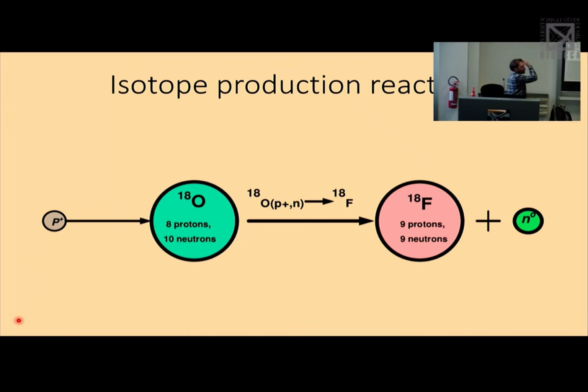This is the scheme of how it might work. You start with something that exists in nature, like oxygen. You bombard it with protons, which you accelerate with your cyclotrons. This is a nuclear reaction happening where a proton kicks out a neutron and substitutes it. You get fluorine 18 and the neutron. And fluorine 18 is unstable, and it will emit your positron in which you're interested.